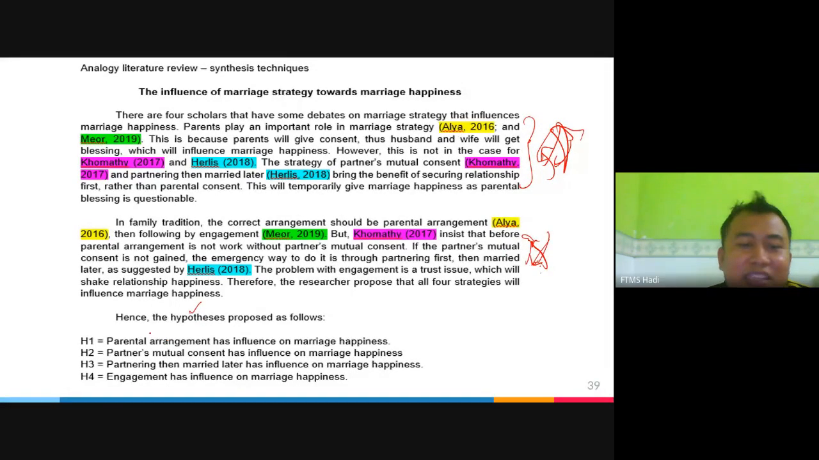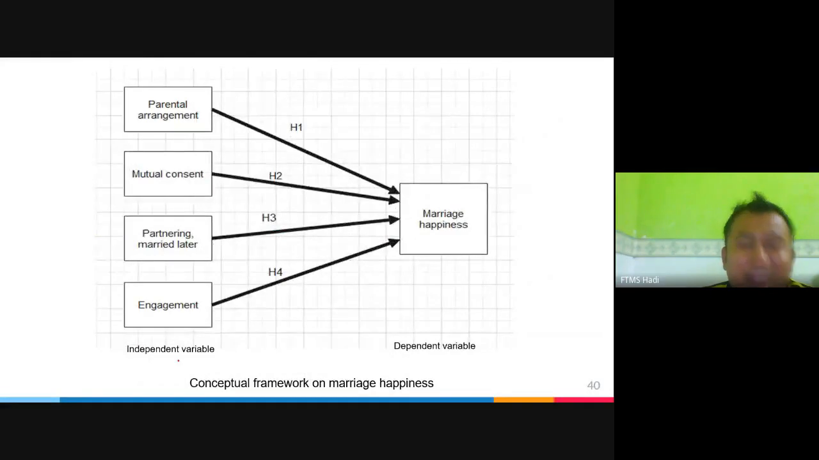So the hypotheses are as follows: H1, H2, H3, and H4. These are the framework. Okay, but this one is more conceptual because there is no theory on that. But if you have theory, then it is considered a theoretical framework. So parental agreement, mutual consent, partner married later, engagement will influence marriage happiness. So that is the one.